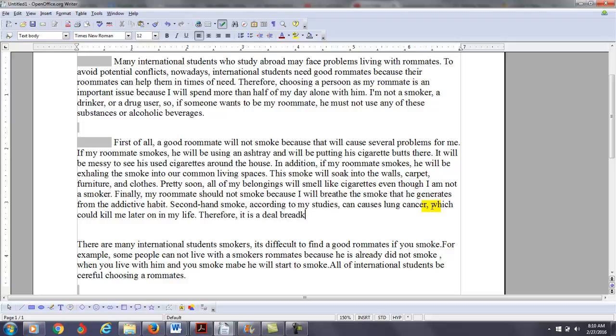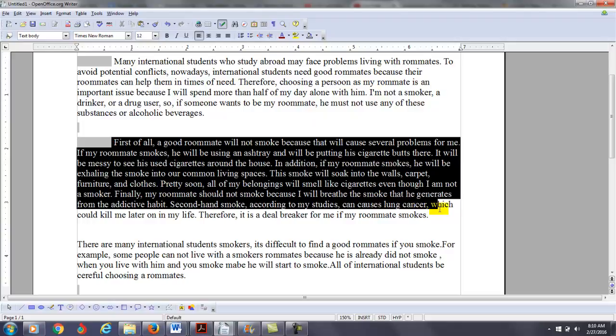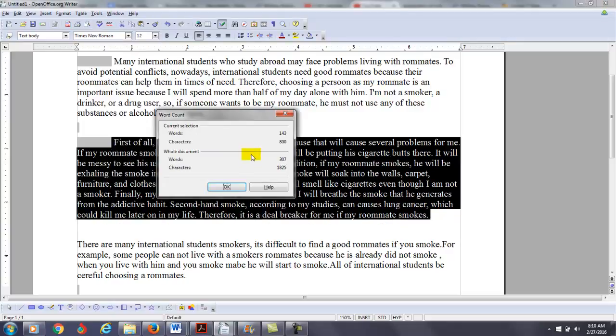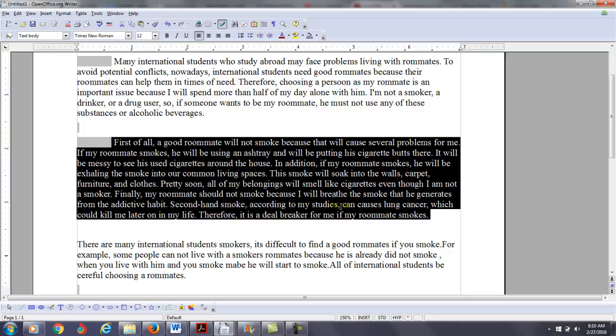We'll say it is a deal breaker for me if my roommate smokes. I think we have it. Now, what do we have here? Okay, we're over 100 words, 143 words.